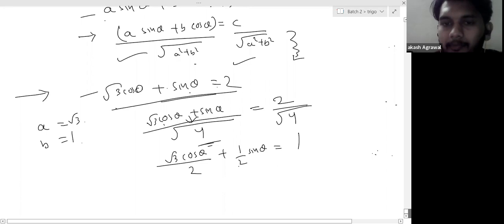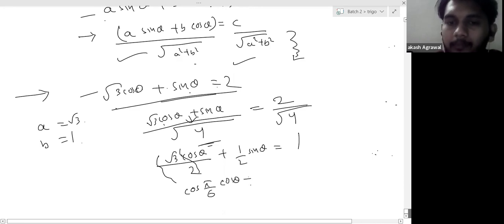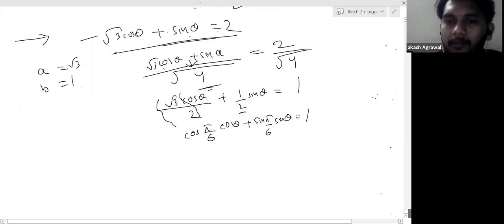Now the very crucial step, root 3 by 2. What you can write instead of root 3 by 2 is cos of π/6, cos 30 degrees. Root 3 by 2 into cos theta plus half, which is sin π/6, into sin theta is equal to 1. This step is clear, everyone? Shaifullah, Rahman, Mazia.